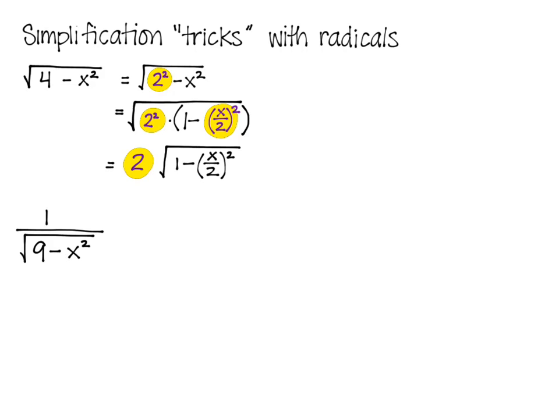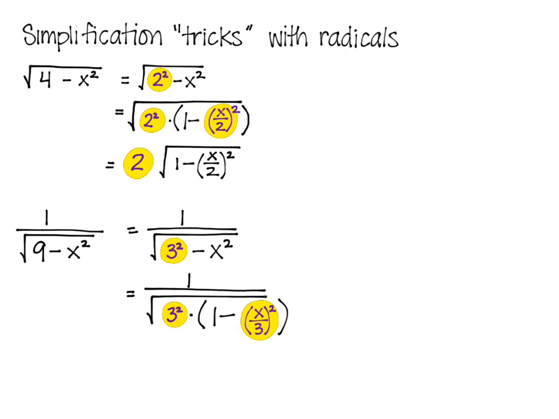We're going to do it again with a different one, this time a fraction, 1 over a radical. And I'm going to employ the same method that I did here, where here I saw 4 was 2 squared. I see that 9 happens to be 3 squared. And I factor out the 3 squared from the terms. And then I realize that I can take the square root of 3 squared. Since this is multiplication, I can break this up and simplify it. And so I end up with 1/3 times that fraction of 1 over the square root of 1 minus x over 3 quantity squared.